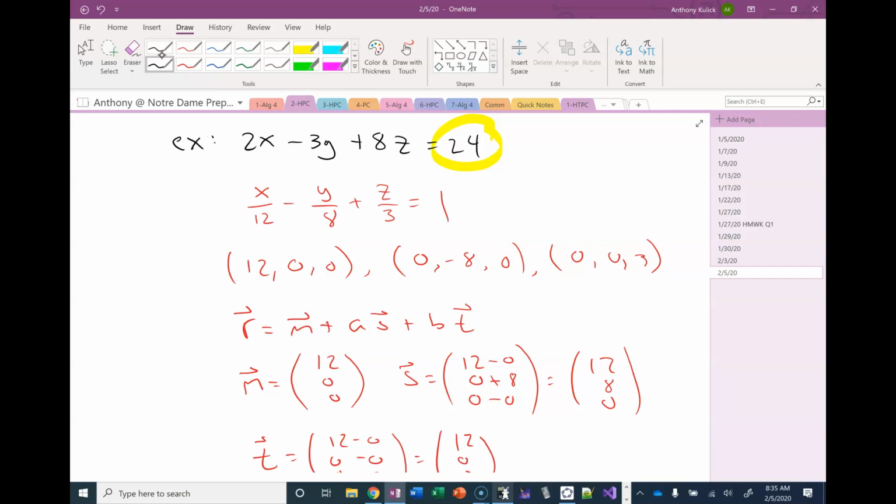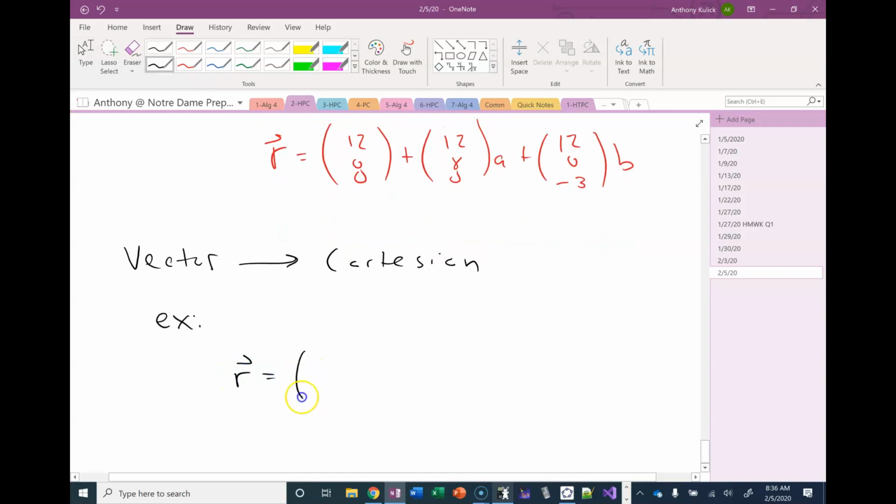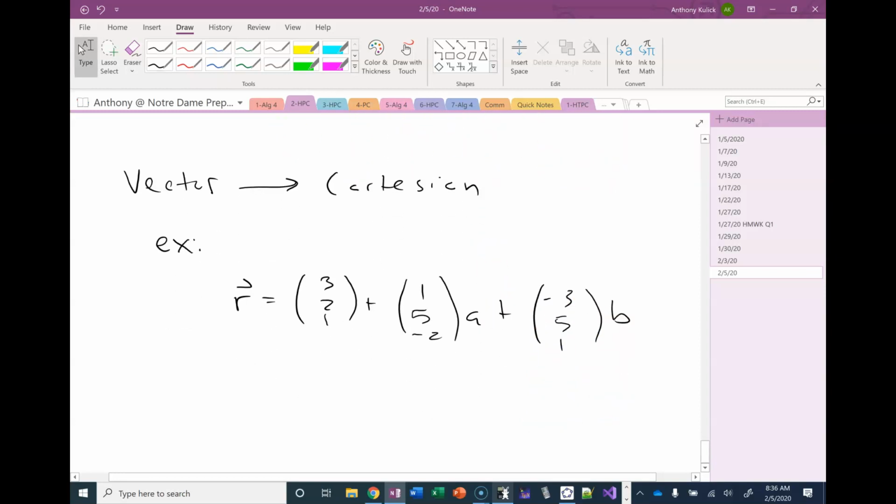All right. Let's talk now about the more difficult direction, and that's going from vector form to Cartesian. I'm just going to start with an example. So let's say we have this vector equation for the plane. I'm going to start in a similar way to what I did in the previous problem, and I'm going to find 3 points that lie in this plane using this equation.